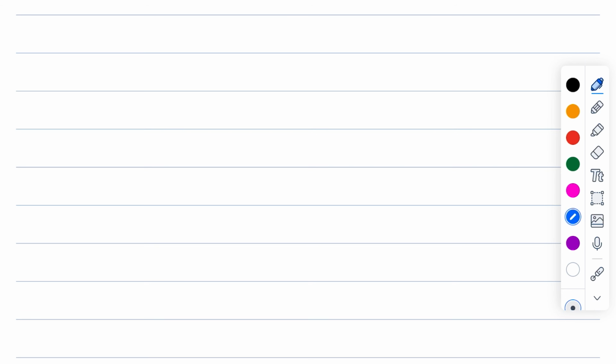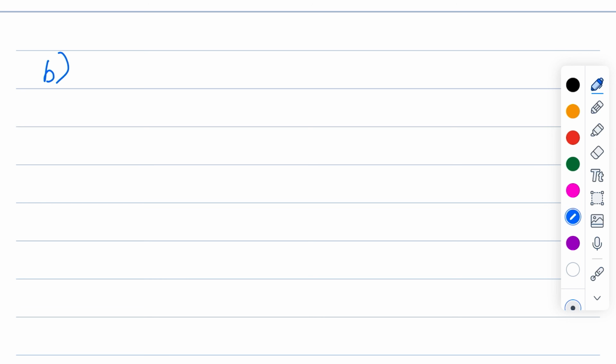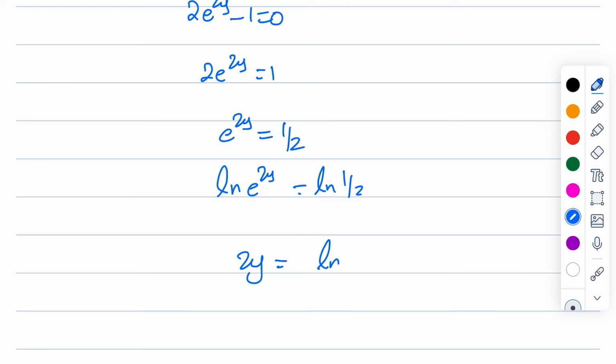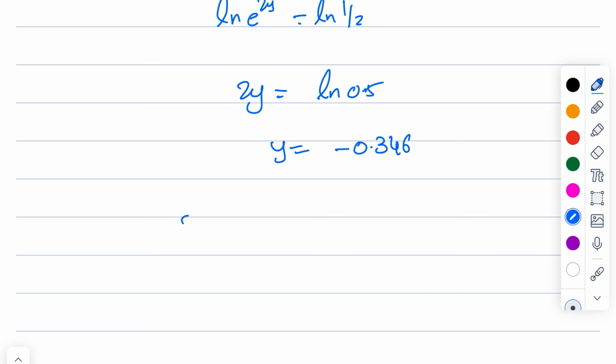Part B: the tangent at C is parallel to the y-axis. That means dy by dx should be 1 upon 0, so 2 e power 2y minus 1 should be equal to 0. 2 e power 2y equals 1, e power 2y equals 1 upon 2. Apply ln on both sides: 2y equals ln 0.5. y equals minus 0.346. Substitute this value of y, and you should get the x value as 0.946.